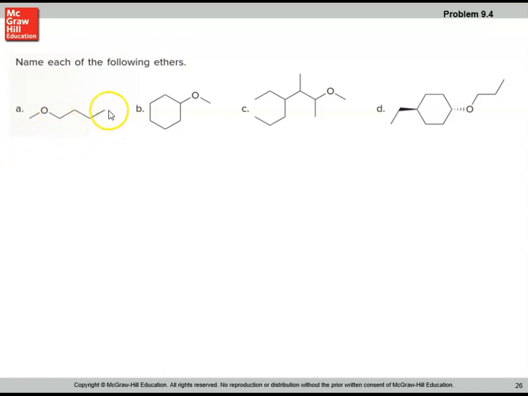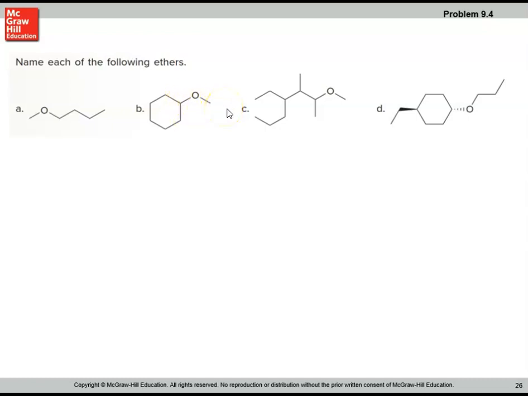The first group is methyl, ethyl, propyl, butane. So we have a butane. So we'll have a 1-methoxy butane. For B, we have a cyclobutane. And since there's only one substituent group, we would just say it's a methoxy group, methoxy cyclobutane.